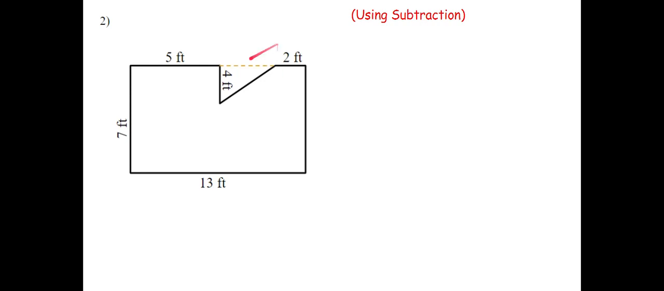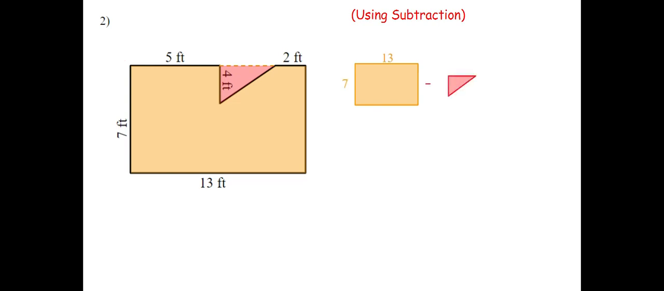I'm going to draw in this little dotted line here. Let's pretend that it was this whole rectangle. And then I just subtract out that little tiny triangle right here. Then that would give me this remaining piece. So that whole entire rectangle is 13 by 7. So you can go ahead and label that.